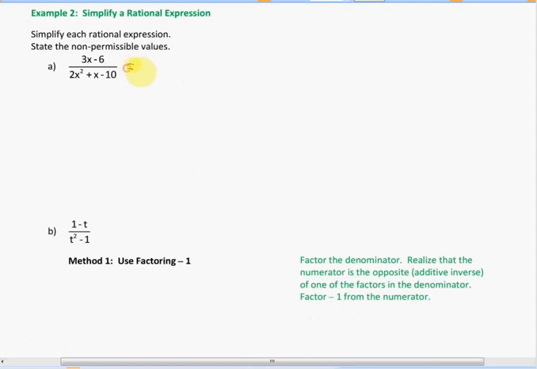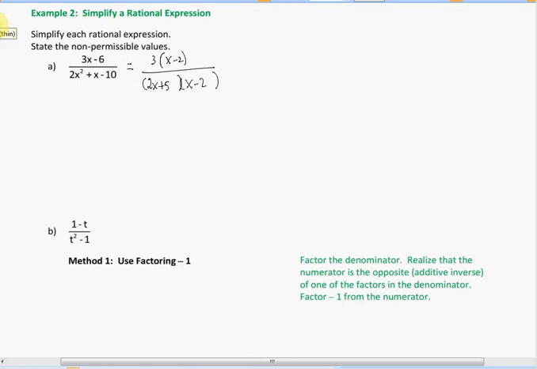What we want to do is factor as much as we can. So if we take a look at the numerator, we have a GCF of 3, so we're going to factor a 3 out, and we are left with 3 times x minus 2. And in the denominator, you have a trinomial, which factors to 2x plus 5 and x minus 2. Okay, reduce what you can.